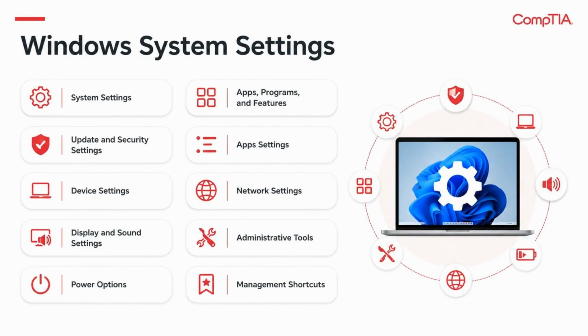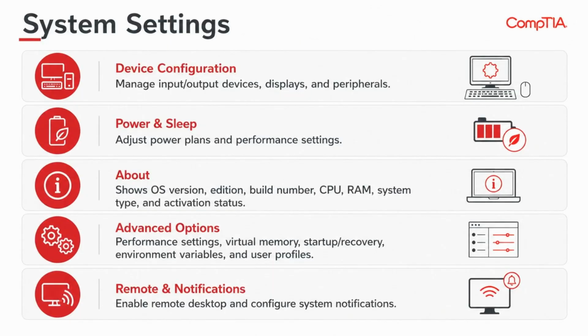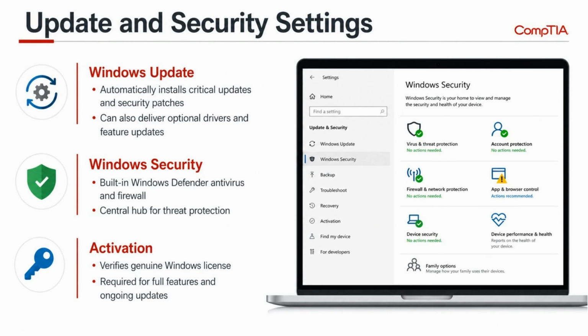This lesson covers a broad range of system settings, from security and device management to sound configurations, power options, and advanced administrative tools. System settings include 5 key areas: device configuration, power and sleep management, system information, advanced performance settings, and remote access along with notification preferences. Update and security settings manage your update lifecycle, ensure threat protection through Windows security, and verify your Windows activation status for full feature access.